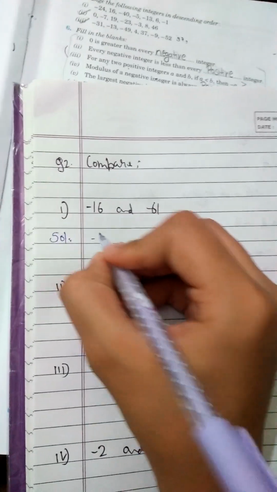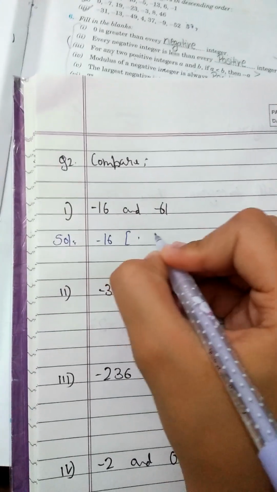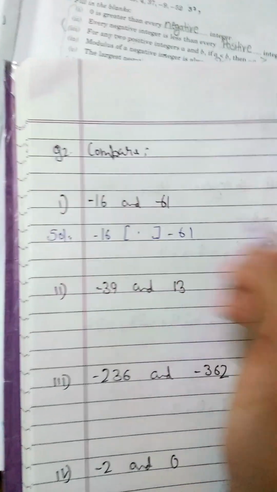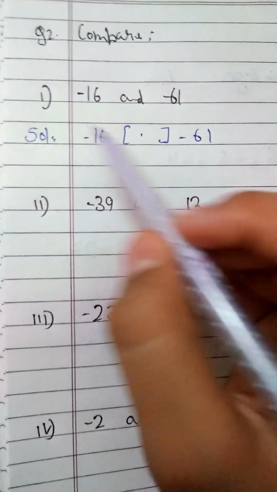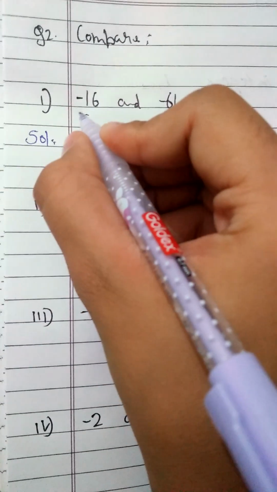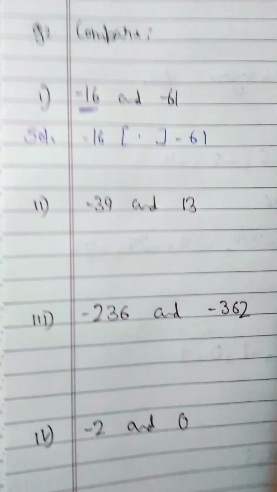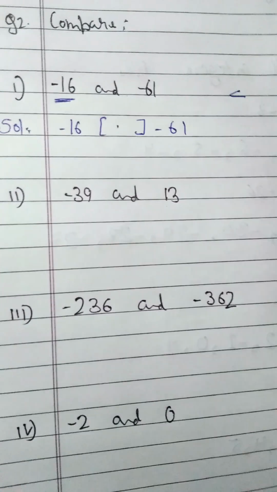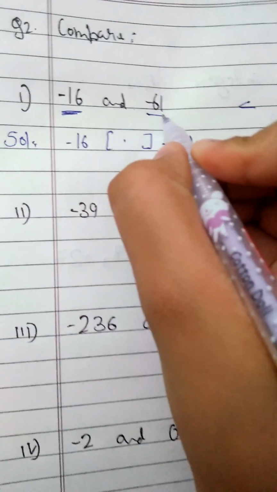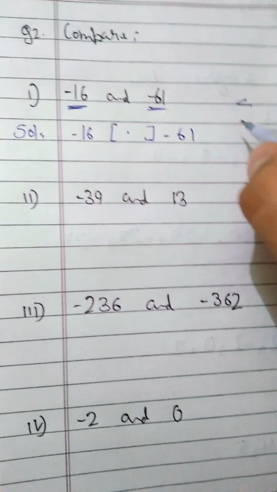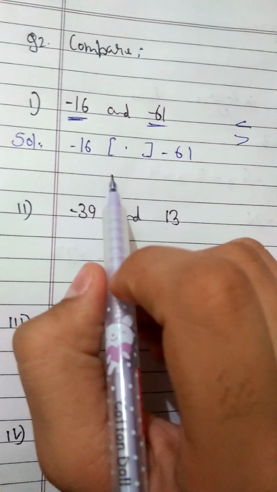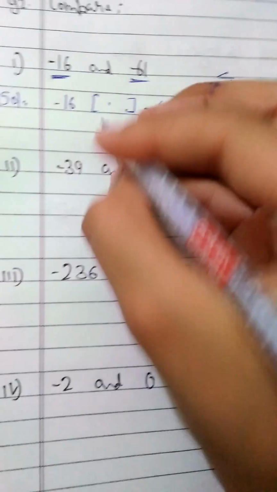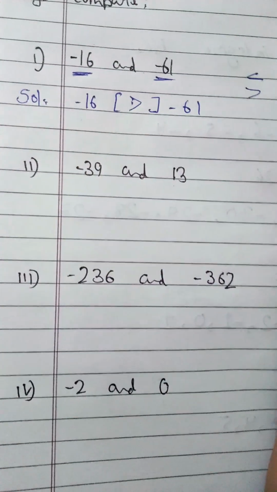So the first is -16 and -61. We all know that in negative integers, the smaller integers will be greater, and the greater integers will be the smaller. So what will be the answer? Yes, that is -16.